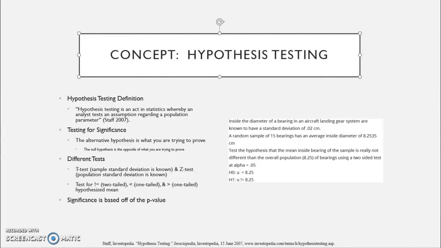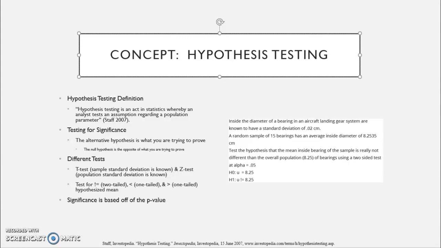So at this time, I'll now go over the concept of hypothesis testing. And hypothesis testing is simply an act in statistics whereby an analyst tests an assumption regarding a population parameter. And we're testing significance, and we're trying to prove the alternative hypothesis, which is the opposite of the null hypothesis. And we have a couple of different tests. We have the t-test, which is when you know the sample standard deviation, and we have the z-test when you know the population standard deviation.